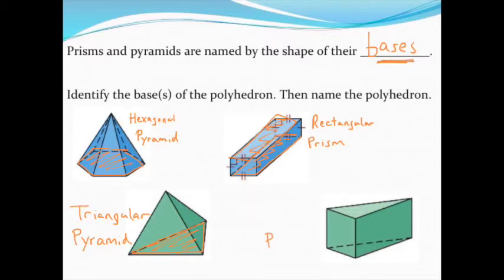It does have two bases. The bases are the sides that are parallel and congruent to each other. So in this case, that triangle along the bottom and that triangle along the top are the same exact triangles. And there's two bases. That's what made it a prism. And because the base is a triangle, I get the name triangular prism for the name of that polyhedron.